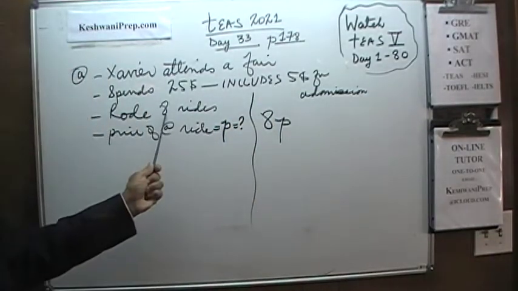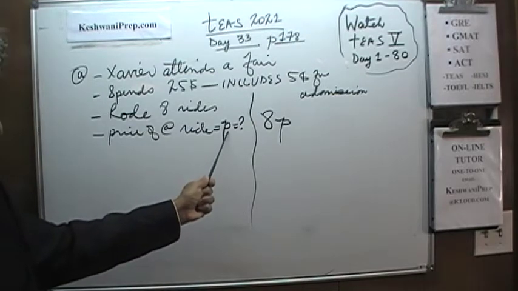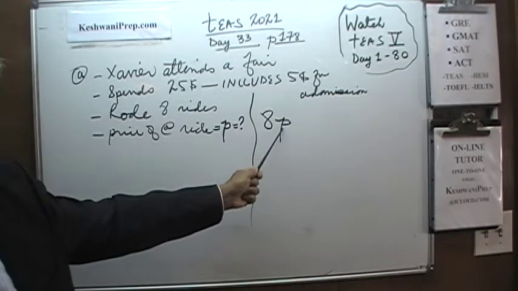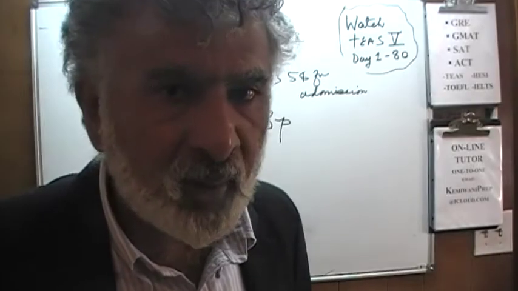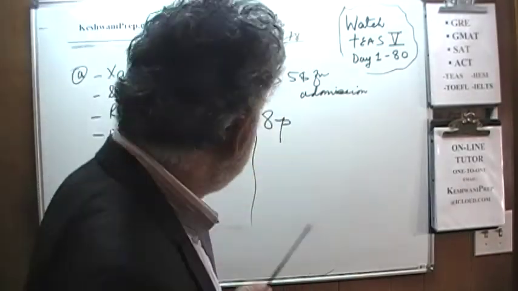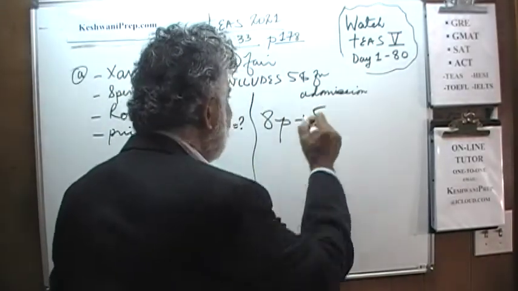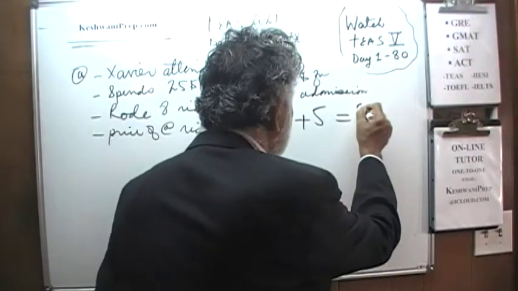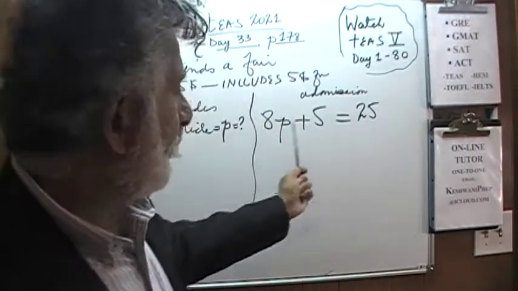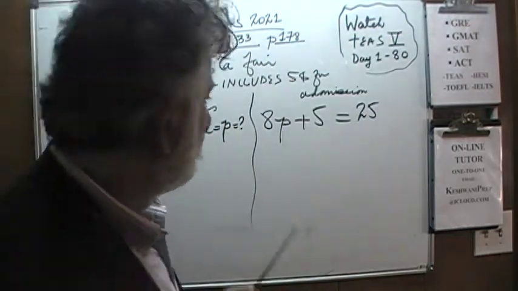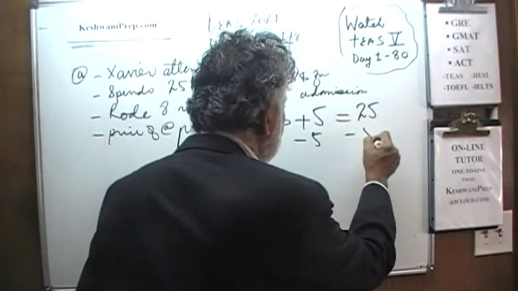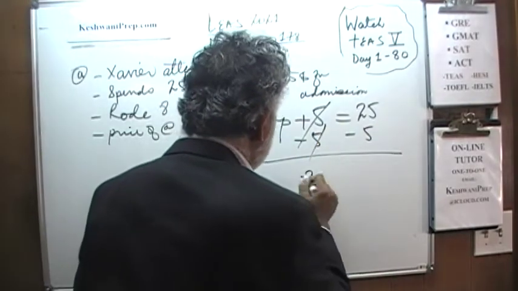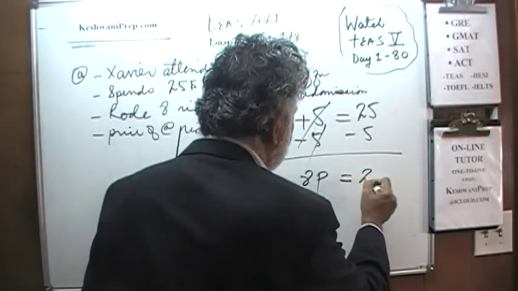Since he rode 8 of them, and for each of them he paid P dollars, 8 times P must represent the amount of money that he spent on the rides. Plus he spent $5 for the admission. And now we know the total amount that was spent was $25. This simple equation is what we have to solve. That's all. Let's subtract 5 from both sides. The 5 is going to go away, 8P comes down, and this becomes 20.